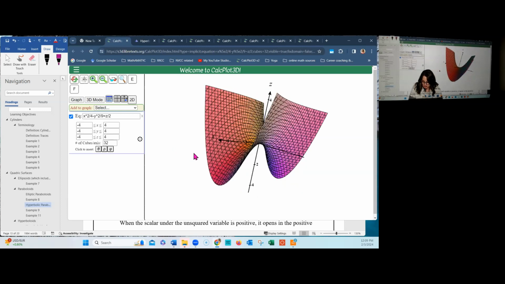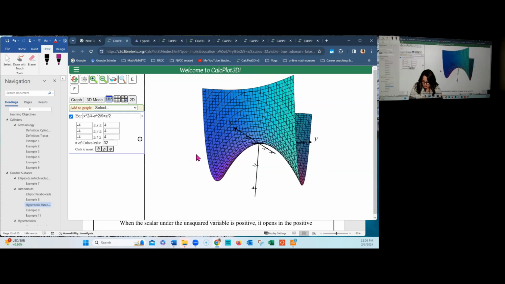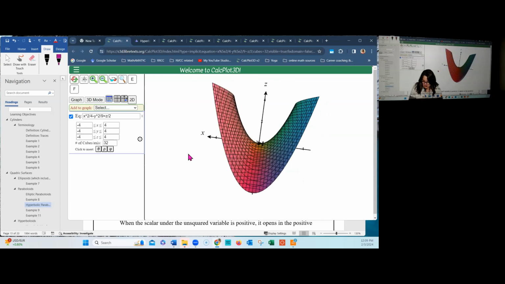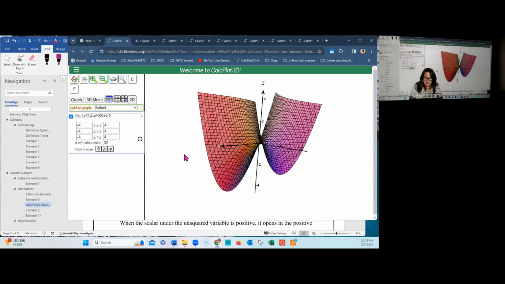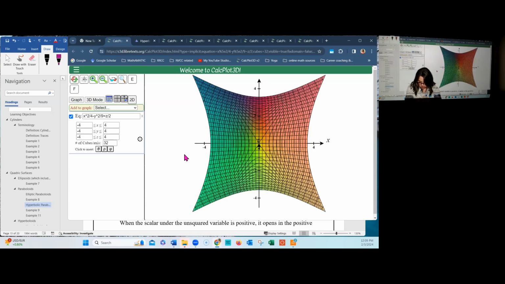Now, the difficulty, of course, is that if we're going to get the hyperbolic one, we have to specify at what z level we're getting it. So that would be taking the z out. So I do Alt Z. And it's very difficult in CalcPlot3D to see the hyperbolas. You kind of have to visualize that it's these rulings that are coming down like this and like this. Each one of those shapes is a hyperbola at a different value of z.